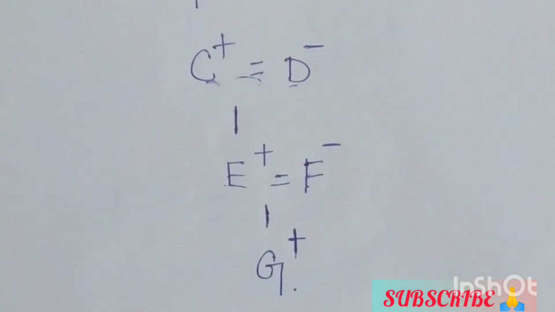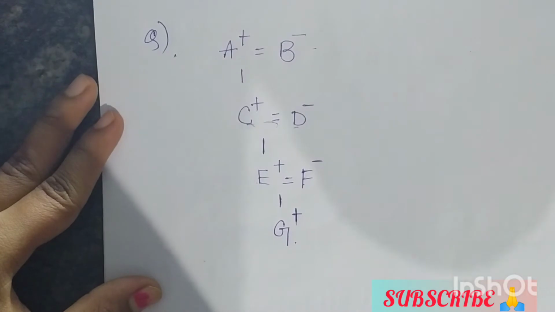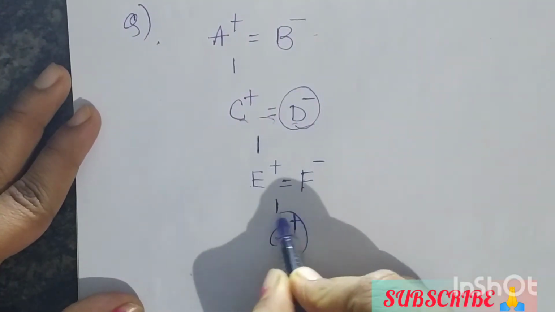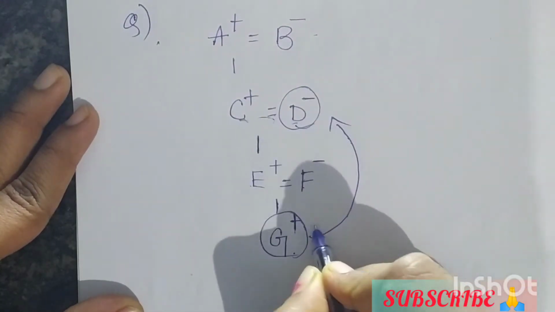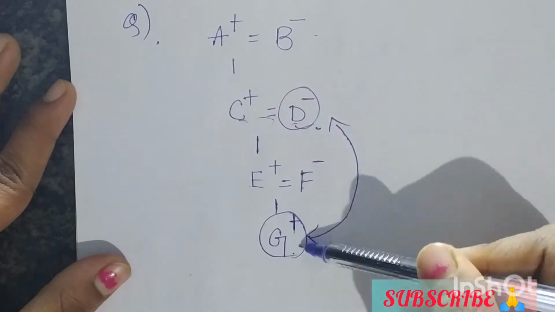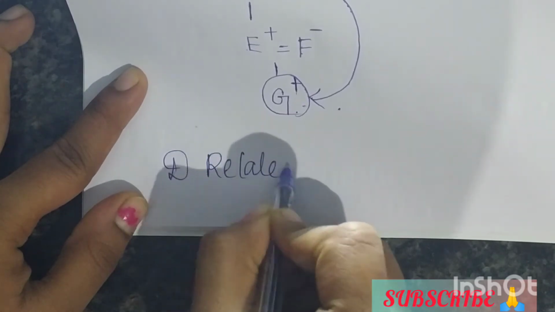Now these both have a child G. Now what is the relation between D and G? How is D related to G is our question.